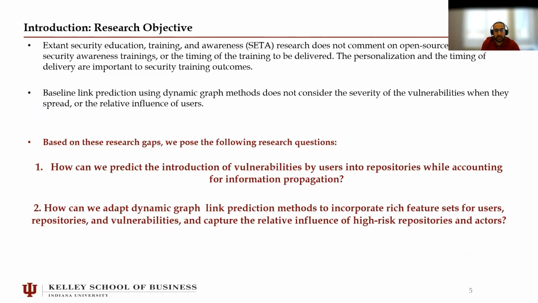So with that in mind, the reason that we want to do this is because current security or education, training, and awareness research, it doesn't comment on open source software security awareness trainings or the timing. And we know from previous research that personalization and timing are very important to security awareness outcomes. Otherwise, it can cause training fatigue or information overload. And if we were to use baseline link prediction techniques, that is not going to consider a lot of unique characteristics of open source software, as well as the context that we're studying, such as the severity of the vulnerabilities or different users.